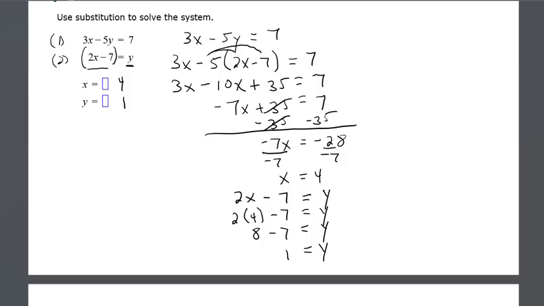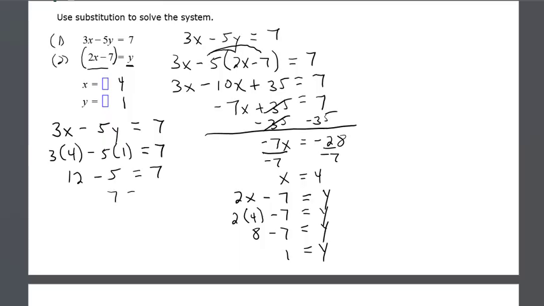If you wanted to check your solution, we can take the other equation, the 3x minus 5y equals 7, and substitute our answers in for x and y. So this becomes 3 times 4 minus 5 times 1 to make sure that our answer is true for both. So 3 times 4 is 12. Negative 5 times 1 is minus 5. And 12 minus 5 is 7. So it is a solution that works for both of our two equations.